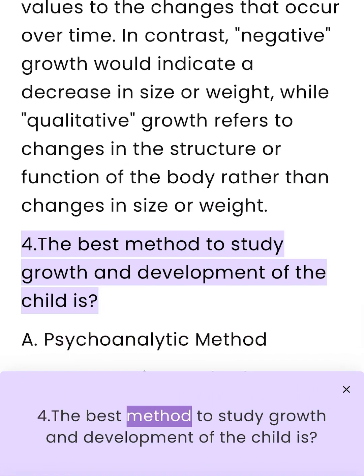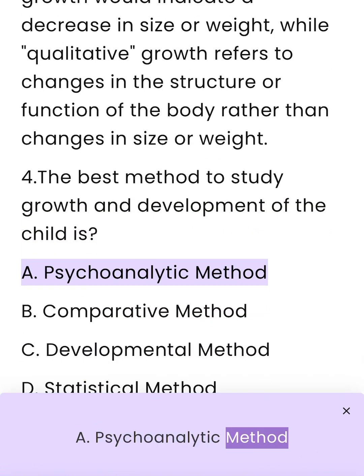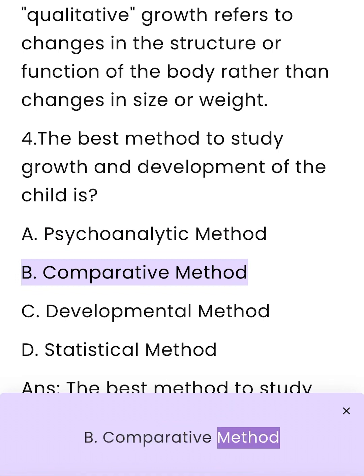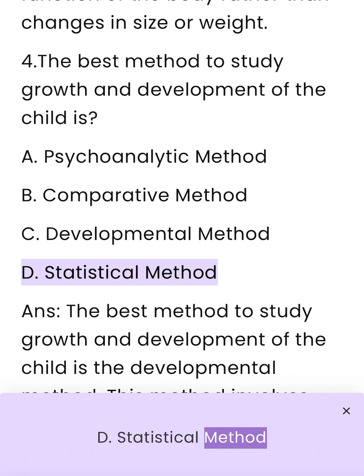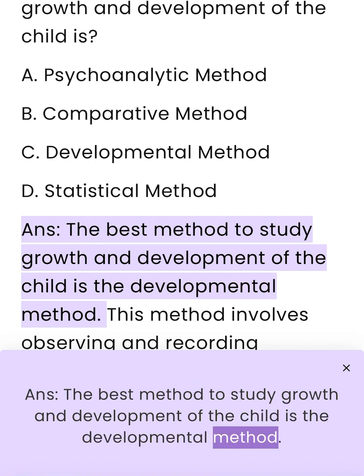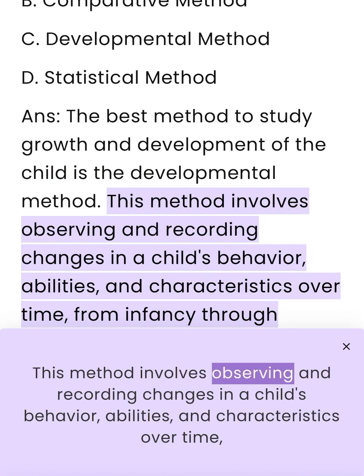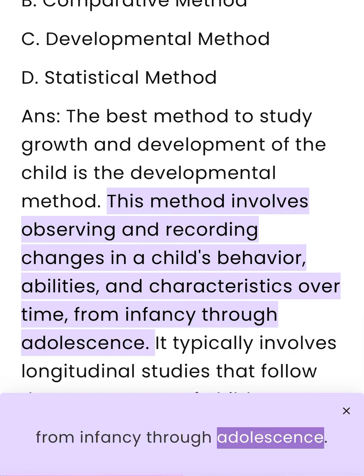4. The best method to study growth and development of the child is A. Psychoanalytic method. B. Comparative method. C. Developmental method. D. Statistical method. And the best method to study growth and development of the child is the developmental method. This method involves observing and recording changes in a child's behavior, abilities, and characteristics over time, from infancy through adolescence.